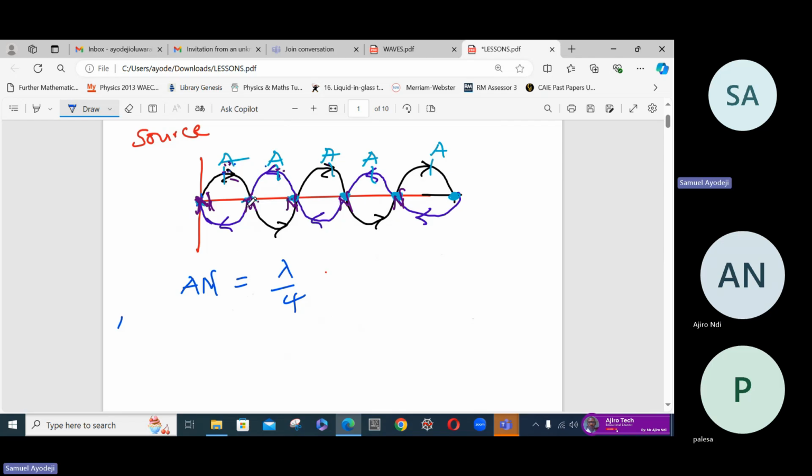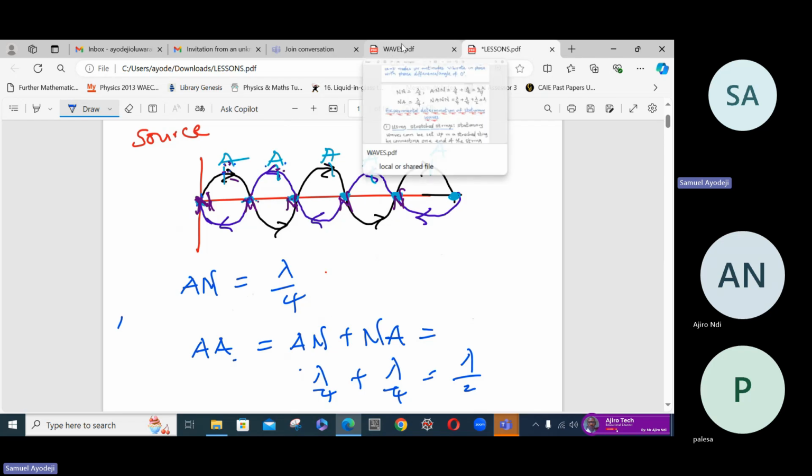Thank you. So you can also have, let's say, A to A. A to A means you can't get A to A, you have to come back to it. You have to move from A to N, N to A. So A to A means A to N plus N to A. A to N is lambda over 4 plus another lambda over 4. That's lambda over 2. Is it clear? Yes.